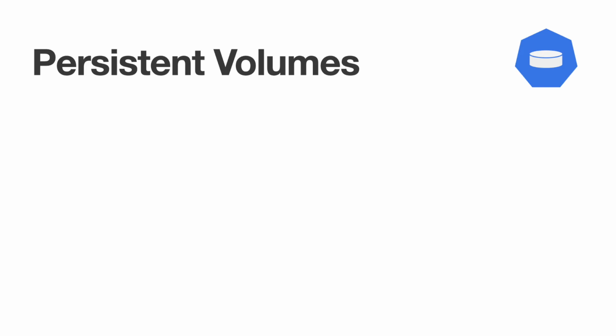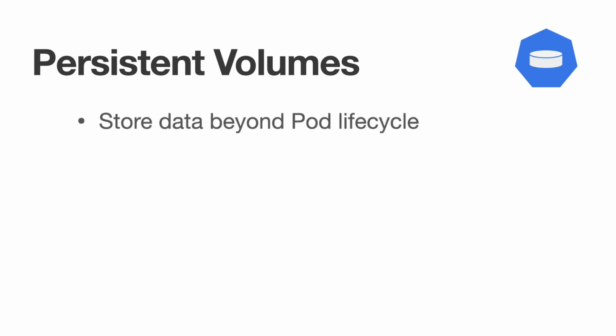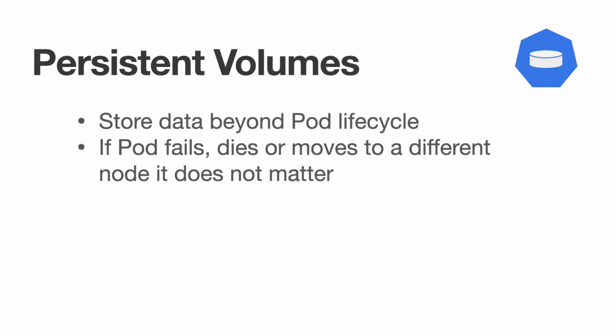Now let's learn about persistent volumes. Persistent volumes allow us to store data beyond the pod life cycle. If a pod fails or dies or moves to a different node, it doesn't matter. The data is still intact and can be shared between pods.